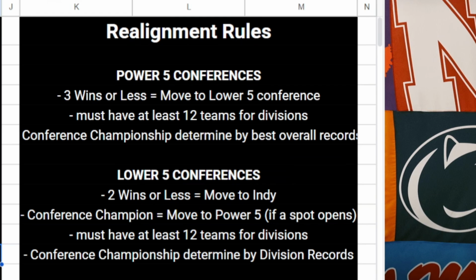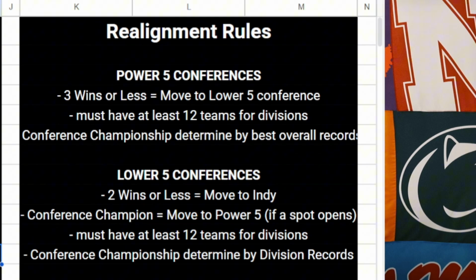Now, if you're in the Lower 5 conference and you have 2 wins or less, you have to move to Indy. Now, the reason why Indy is a tough thing to move to is a few reasons. One, you don't have a conference prestige. You're kind of on your own. Yes, you can set up your own schedule how you want to and build it to try to get your program up, but you still want that conference prestige. It means something just to be in a Power 5. Power 5, like I said, more recruits want to go there, NIL deals, and much more.